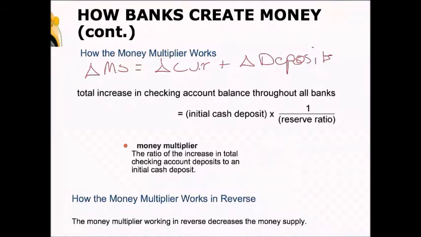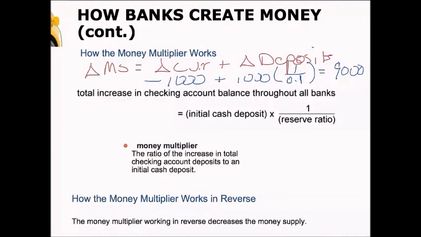And so in the example we had before, we had a reduction of currency of $1,000. We had an increase in deposits equal to the initial deposit times 1 over 0.1, the reserve ratio, and that's equal to $9,000. So the overall increase in the money supply is $9,000 just because we took $1,000 in currency and deposited it in the bank. It's like magic. That's how banks create money, just by doing business.